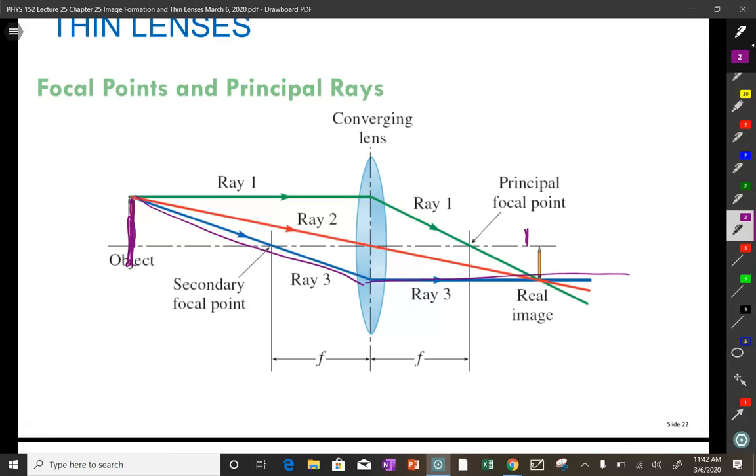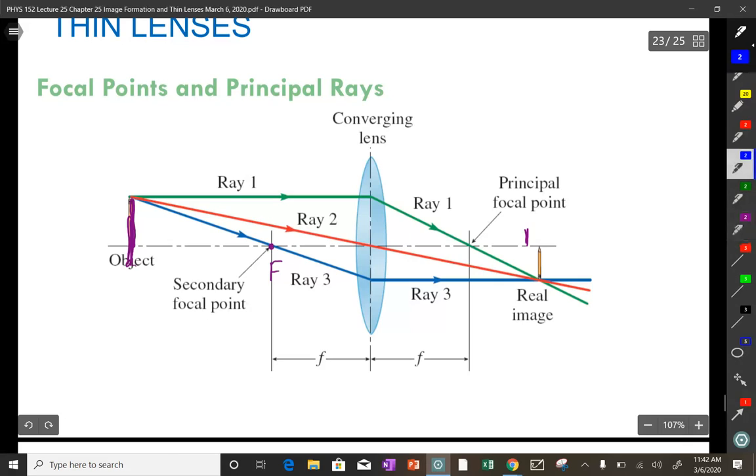Yes, that's the focal ray. Why? I thought that focal ray would be like in the middle. The focal ray goes through the focal point. So there's F, and it comes out parallel. So this here is the focal ray.